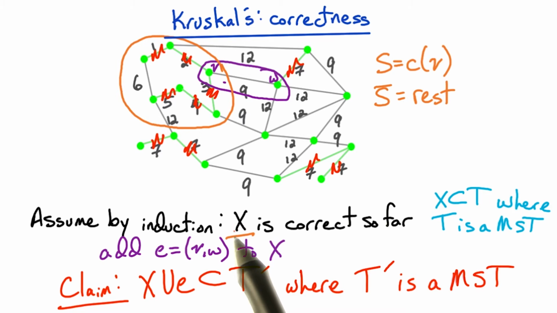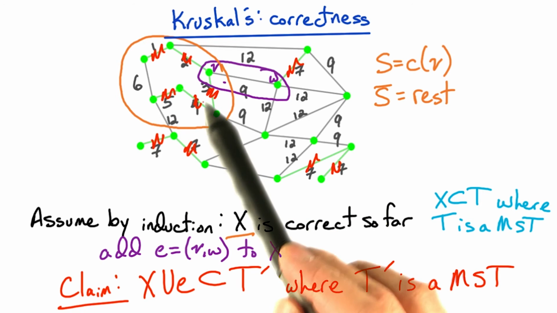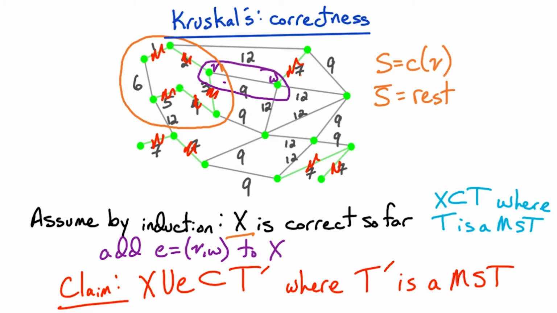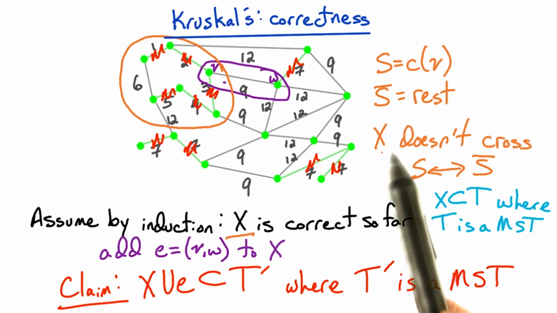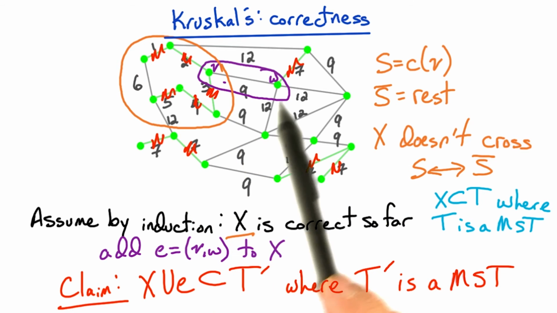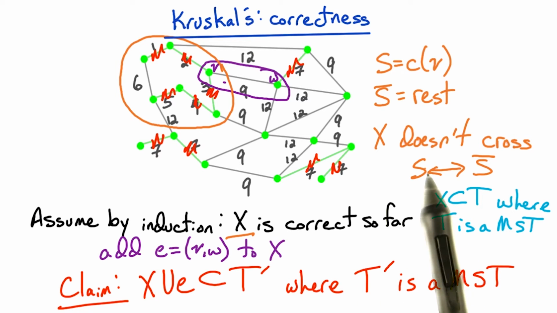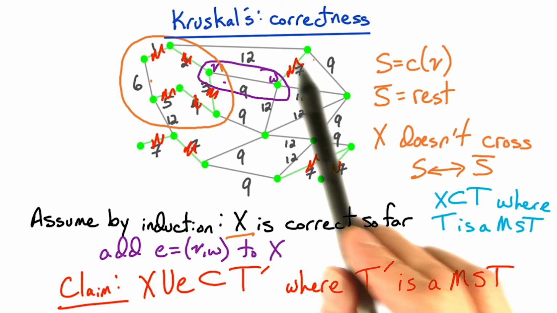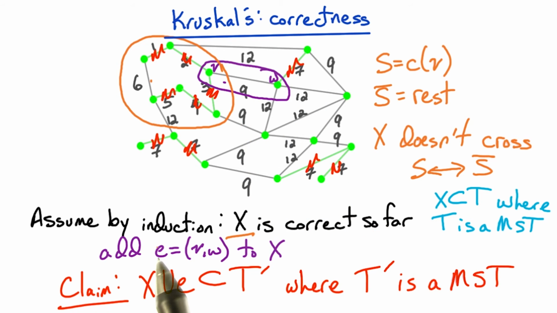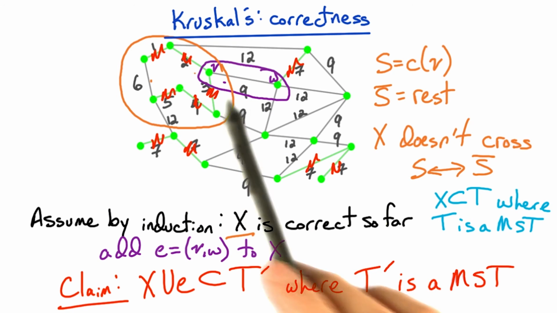Therefore, there are no edges of X going from S to the rest of the graph. That's the definition of a component. So X has no edges that go between S and S bar. So X doesn't cross between S and the rest of the graph, S bar. But this edge E does cross between S and S bar because V is in S and W is not in S. Now, what is the key property about E? E is a minimum weight edge crossing from S to S bar.